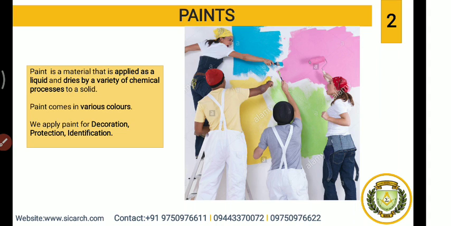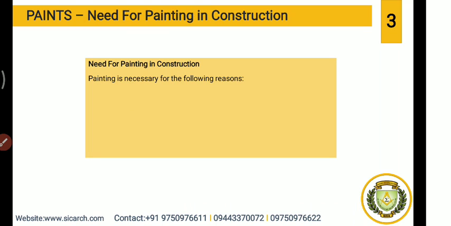So, paint. Paint is a material applied as a liquid and dried by some chemical process to a thin solid layer. Paint comes in varieties of colors. We mainly apply paint for decoration and protection of the building from exterior forces or weathering forces, or to identify our building, or to stand distinct or to stand out from the other building.